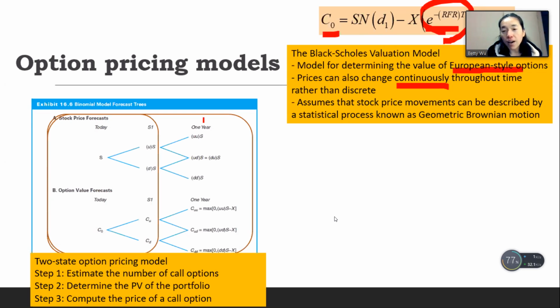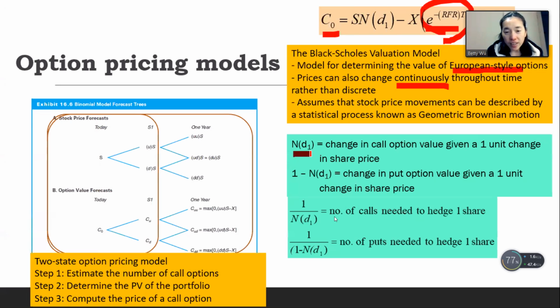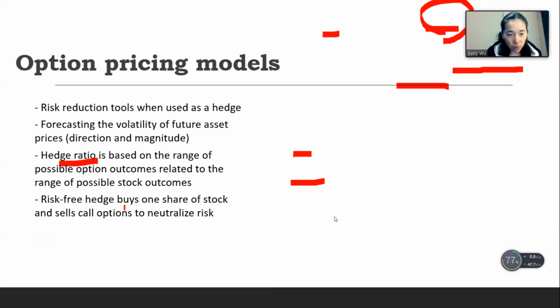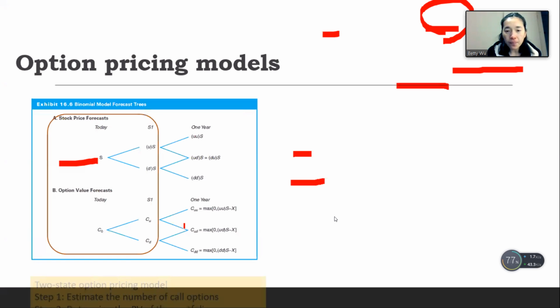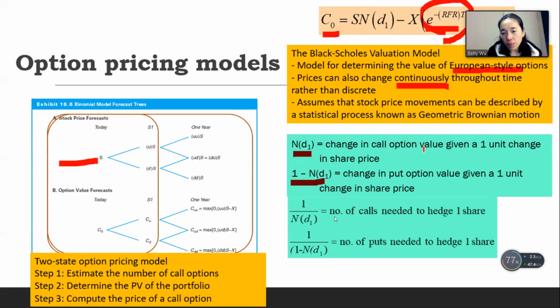You just need to know that the price is not deterministic; it follows some kind of statistical process. Okay, there's some kind of distribution there. And also very important here is the hedge ratio. So it's really about the hedge ratio, delta. Okay, that we already mentioned here, delta, right? Hedge ratio, delta. So this captures the change in call option value given a 1 unit change in share price.